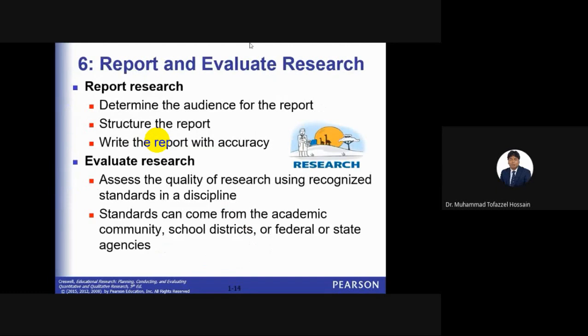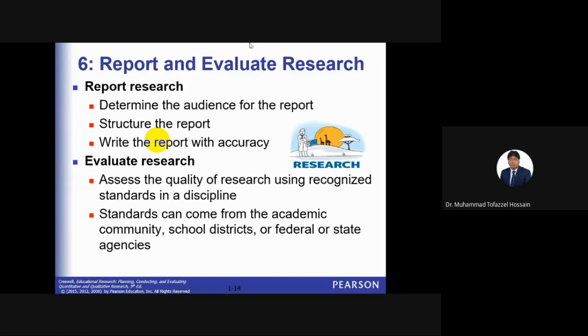Then report and evaluate research. So firstly, you have to report the research. How can you do this? You have to determine the audience for the report, that is, who are going to read the report. For example, if it is a thesis, the presentation will be one way. If it is a research article, it will be different. If it is for an international body, it must be different from the others. So in that way, you have to determine your audience, and accordingly, you have to structure the report and write it with accuracy.